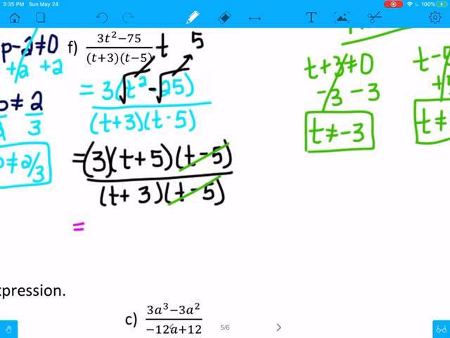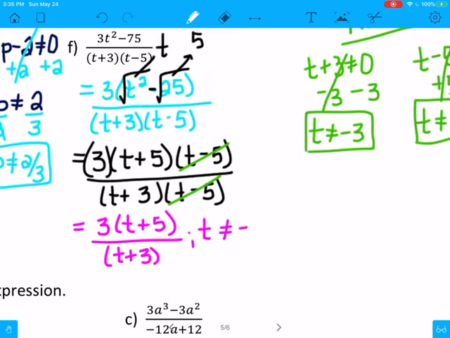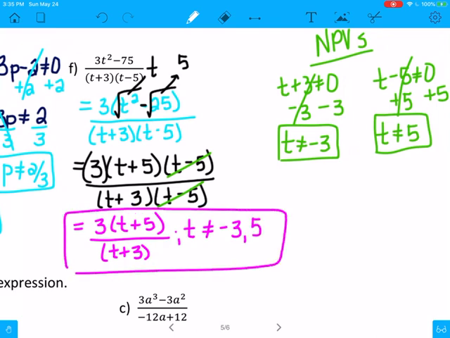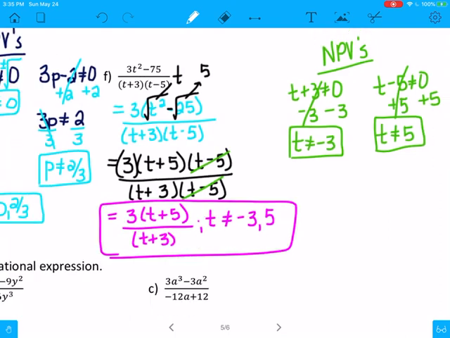You're going to end up with 3 times t plus 5 over t plus 3. And your non-permissible values are going to be t cannot equal negative 3, comma 5. And that one's simplified. Okay?